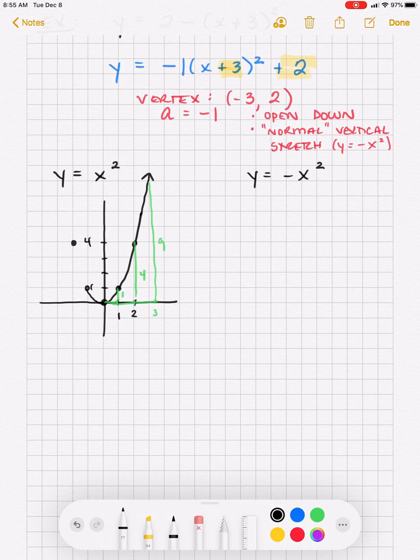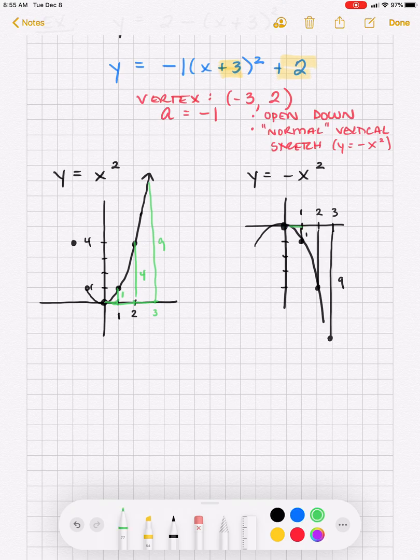Now, a parabola that's negative x squared is going to start at (0, 0), and it's going to go over 1, but it's going to go down 1 unit. And it's going to go over 2 units from the vertex, and it's going to go down 4 units. Over 3, and it's going to go down 9. So that's really what we need to memorize: over 1, down 1, over 2, down 4, over 3, down 9. When we have that vertical stretch, it's these vertical distances that we end up multiplying by the a value.